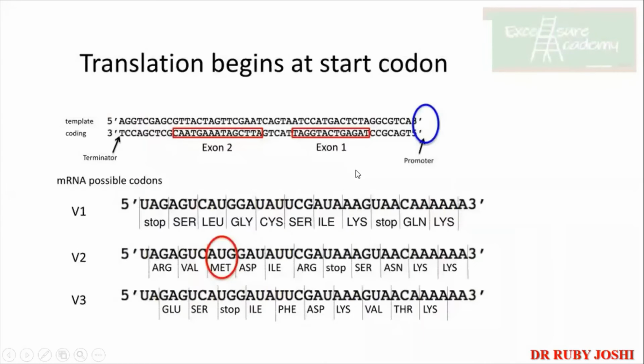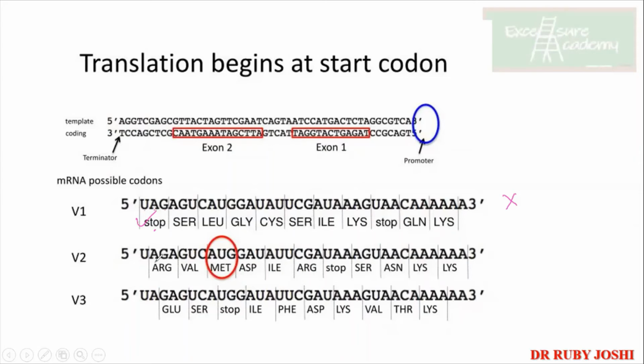Now translation begins at the start codon. So you have got the mRNA coding region, you have got exon 1, 2, everything. Now what are the possible ways by which you are going to have the mRNA codons? So these are the three possibilities, because we have got the codons read in 3 nucleotides, right? So एक हो सकता है जहाँ पे वो UAG से शुरू होगा. You know that UAG आपका stop codon है. So obviously this mRNA is not going to be functional.